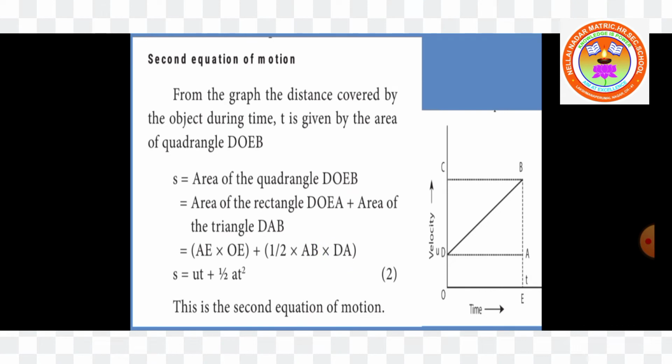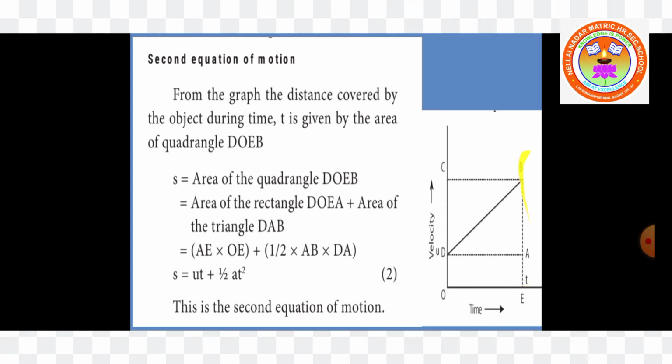So 1 divided by 2 AB DA gives the area of the triangle DAB. So we can write S is equal to... what is the value of AE? Already we know AE is equal to the initial velocity U. So U into OE. OE is equal to T. So S is equal to UT plus 1 divided by 2.